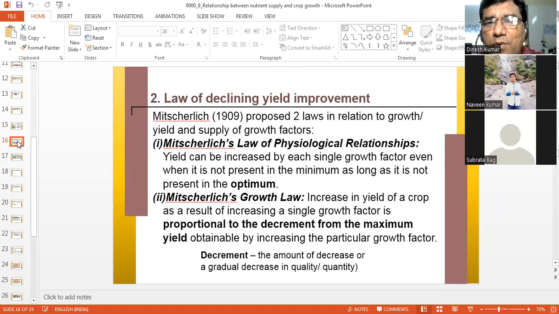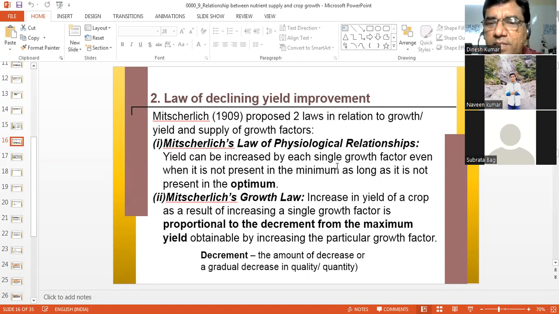So then the law of declining yield improvement. Mitscherlich studied the law of minimum and he criticized it. He pointed out the mistakes in that law. So Mitscherlich proposed two laws in relation to growth, yield and supply of growth factors. Number one is Mitscherlich's law of physiological proportion. And number two is Mitscherlich's growth law. He proposed two different laws.